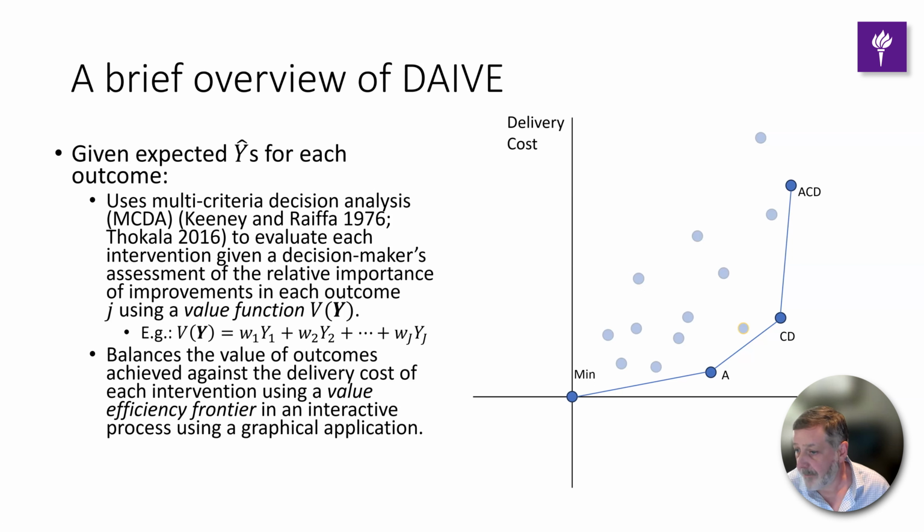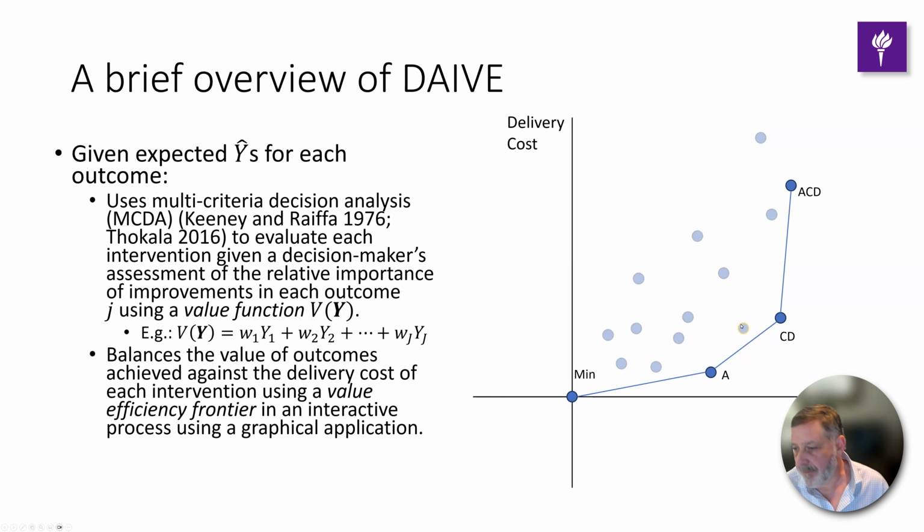Here, the ones on the frontier, all that we can say about them is that no other intervention dominates them. So there is no intervention that delivers better outcomes than CD at lower costs. There is an intervention that delivers better outcomes, ACD, but it does so at a higher cost. And there is an intervention on the frontier that delivers a lower cost, both A and the minimal intervention, but to do so, you are trading off lesser performance in the evaluated outcomes.